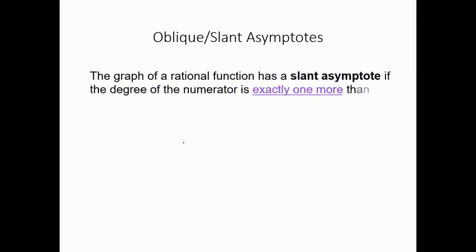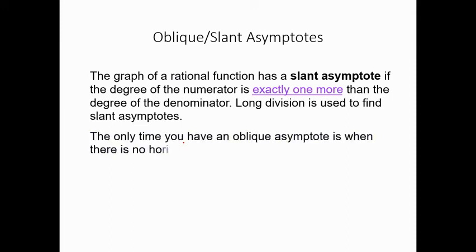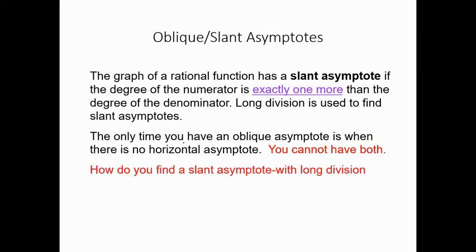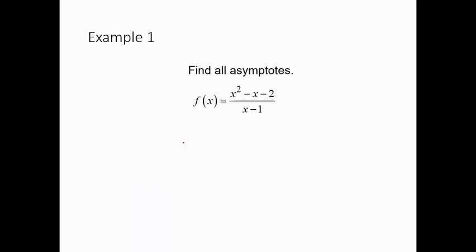Let's take a look, though, at our slant asymptotes, okay? The graph of a rational function has a slant asymptote if the degree of the numerator is exactly 1 more than the degree of the denominator. And we're going to use long division to find the slant asymptotes. So here's the second use for the long division. Okay, the only time you have an oblique asymptote is when there is no horizontal asymptote. You cannot have both. And so how do we find it? Okay, we're going to do long division. And we don't care about the remainder.